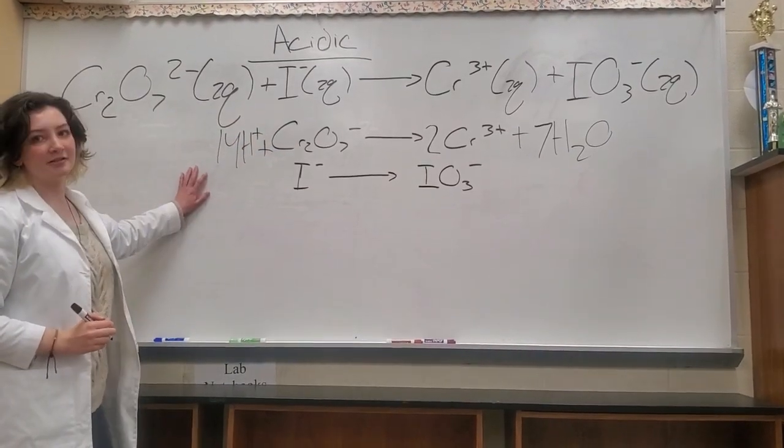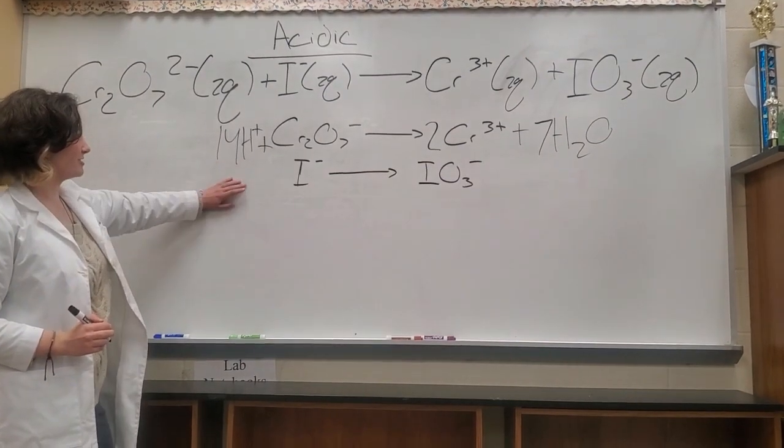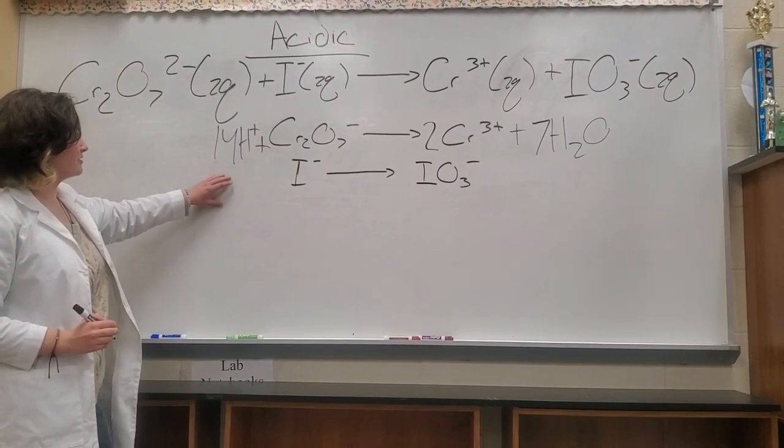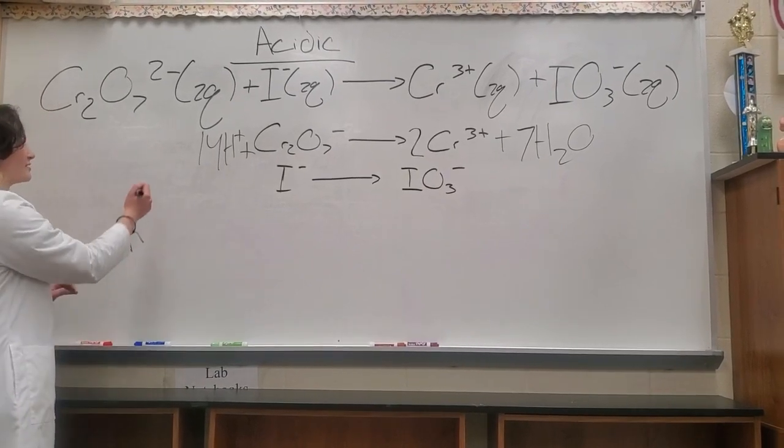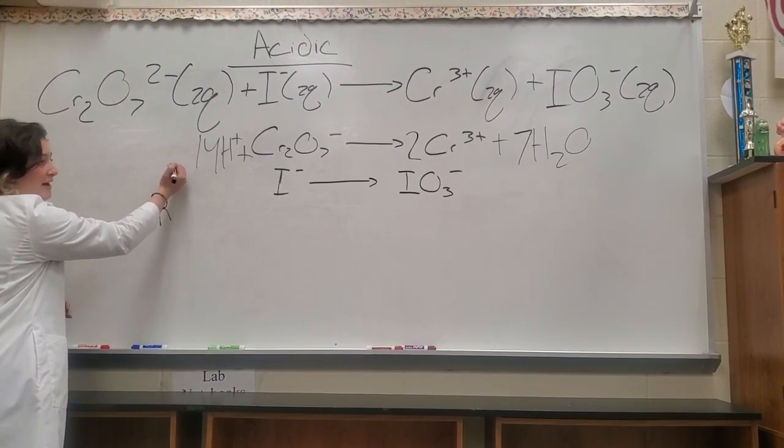The added hydrogens created an unbalance in the charge, and we now have to balance that out. To do that, we have to add electrons to the equation. To balance the electrons in this equation, we have to add 6.